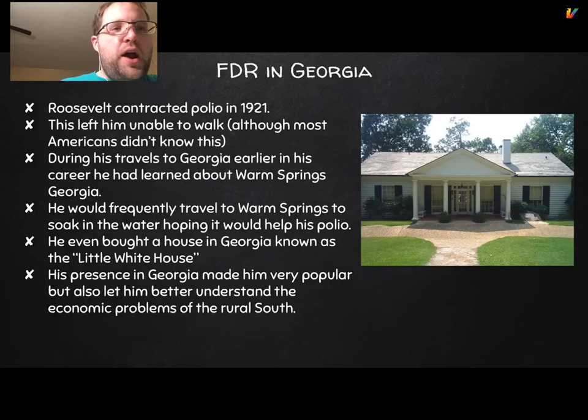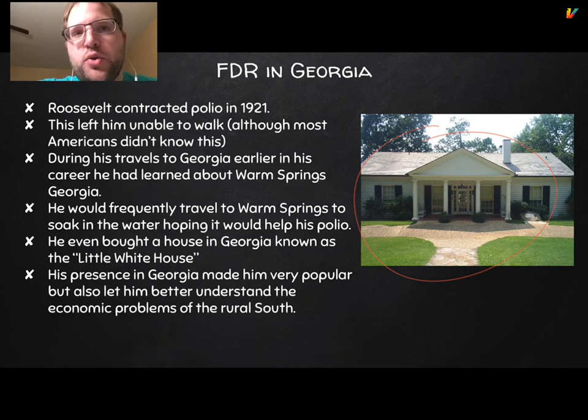Okay. All right. FDR in Georgia. We do need to know that FDR had polio, which is like a virus that made it to where he couldn't walk. And you want to know that because of this, FDR used to travel a lot to a place called Warm Springs, Georgia, where he would soak in these sort of natural hot springs. FDR had actually built a house that today people call the Little White House in Georgia. So even when he was president, he would come to Georgia a lot because with the polio, he was in a lot of pain in his muscles and joints. And so he would soak in here.